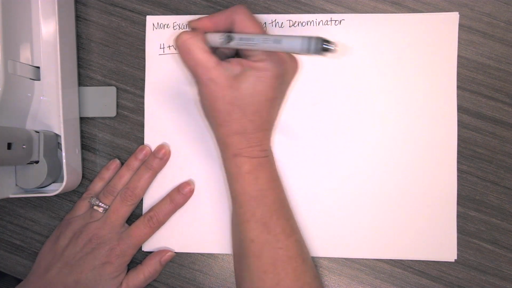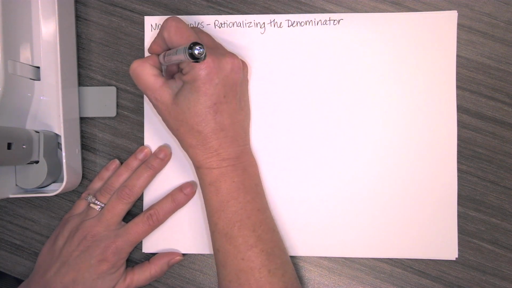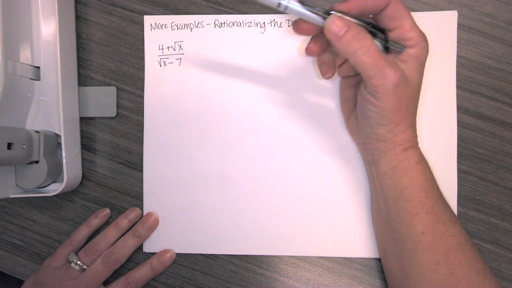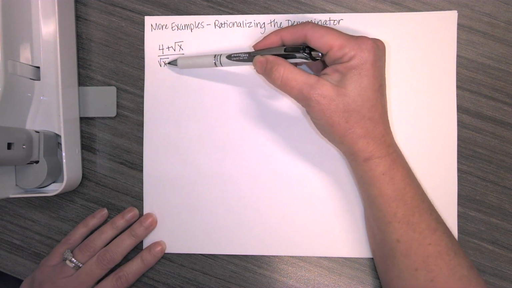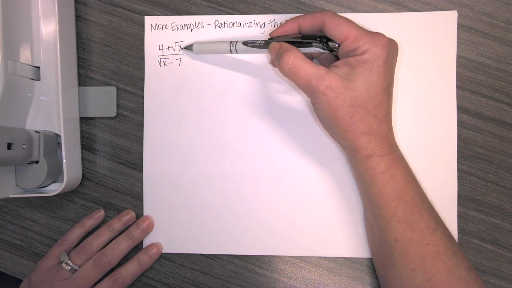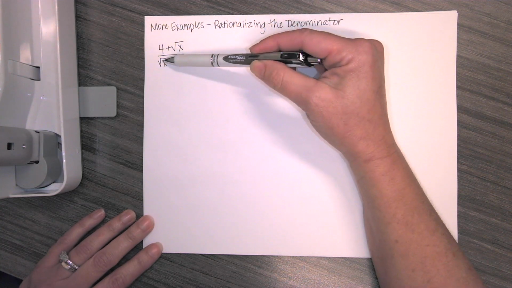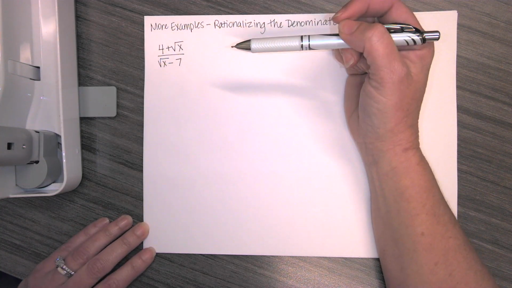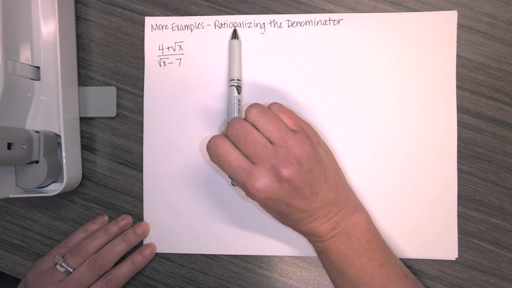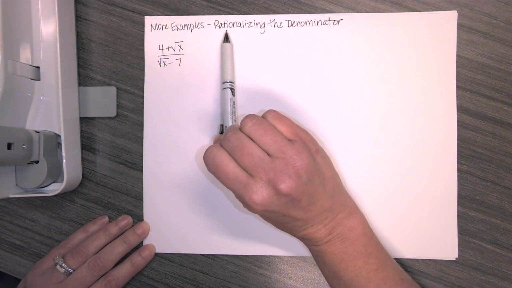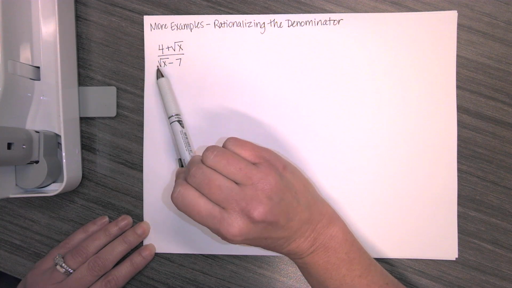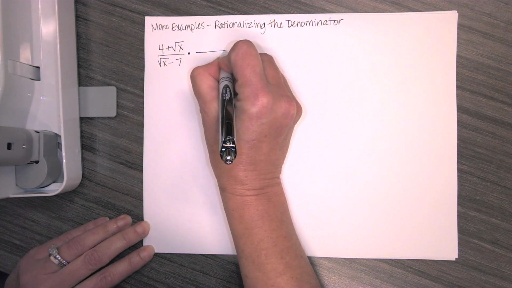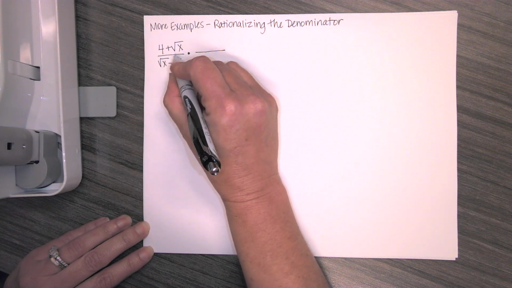4 plus the square root of x over the square root of x minus 7. Okay, so again, we're concerned with having a radical in the denominator. This one up here is fine. It's not a problem, but as long as we have a radical in the denominator, our answer is not in simplest form. And so we want to rationalize the denominator, and that means get rid of the radicals in the denominator. And in order to do that, we're going to need to multiply by the conjugate of the denominator.